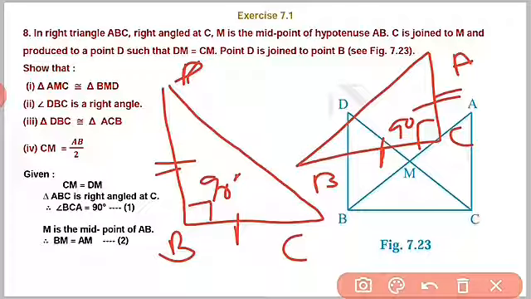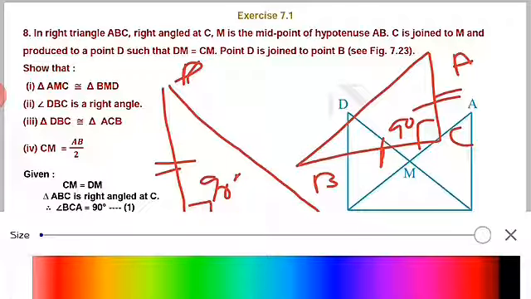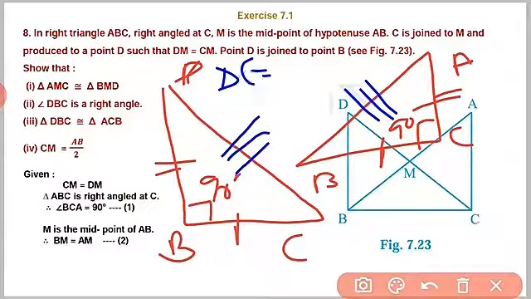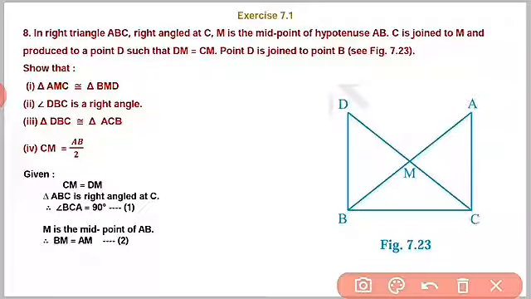Since these two triangles are congruent, we can say that DC is equal to AB. These two sides will also be equal. Why? Because they are corresponding parts of congruent triangles. So third part is proved.